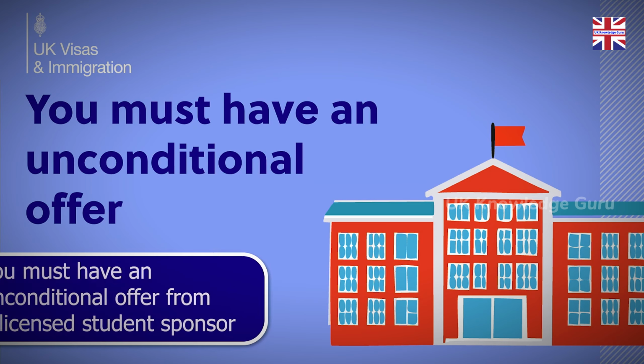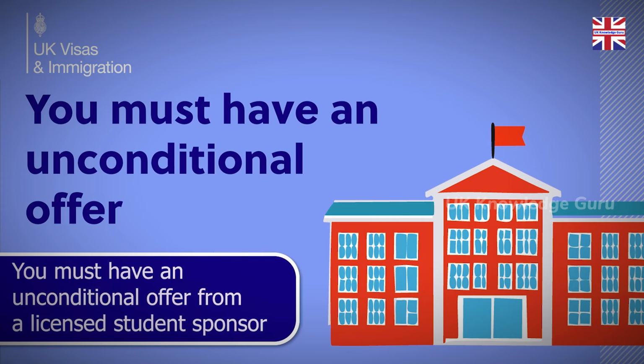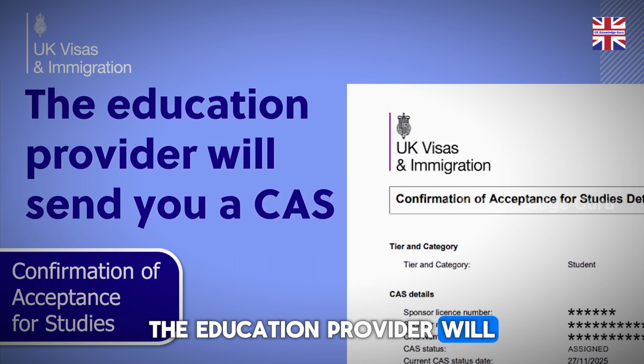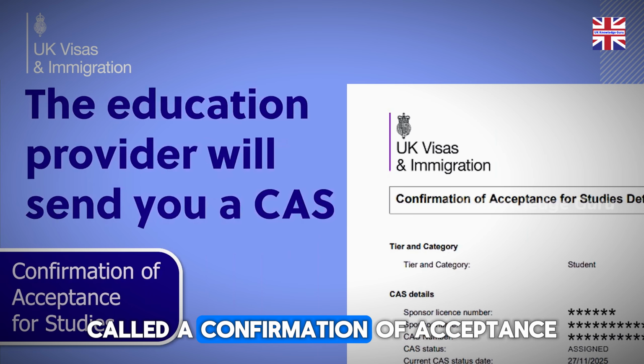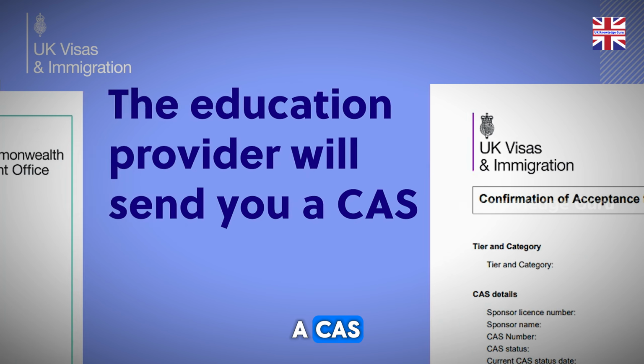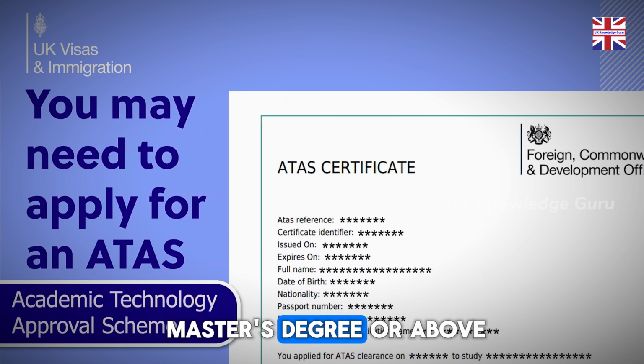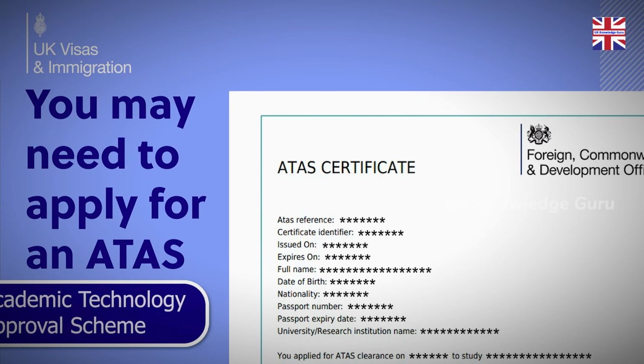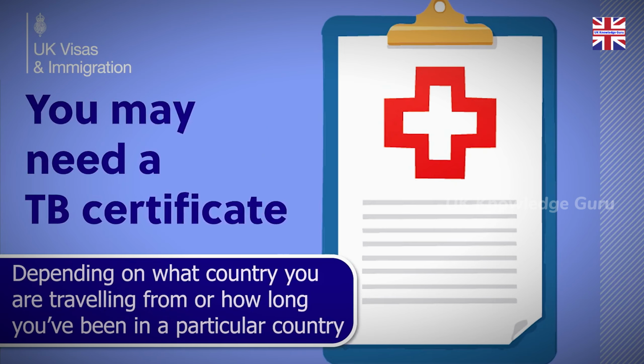You must have an unconditional offer of a place on a course with a licensed student sponsor before you apply. The education provider will send you a reference number called a Confirmation of Acceptance for Studies, known as a CAS. If you're doing a master's degree or above, you may need to apply for the Academic Technology Approval Scheme (ATAS) certificate. You may need a TB certificate depending on where you are traveling from and how long you have been in a particular country.